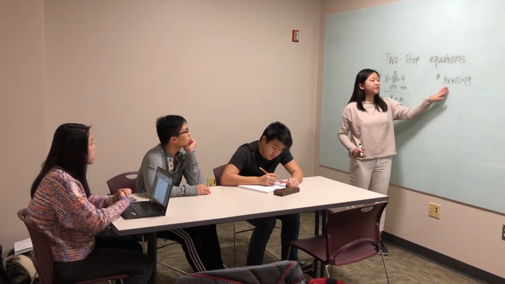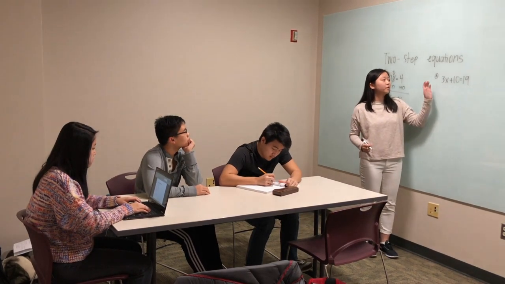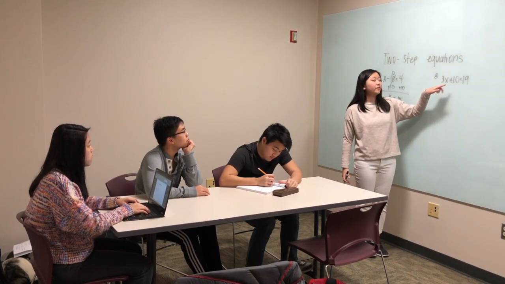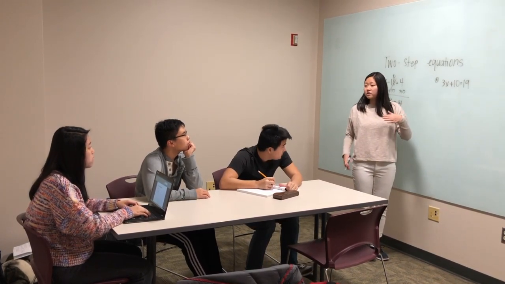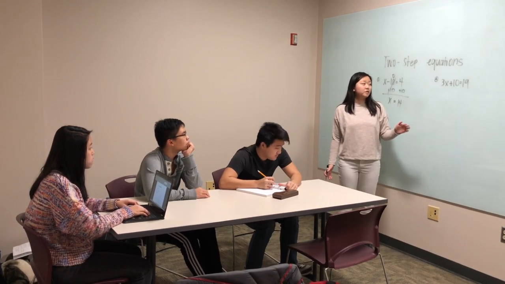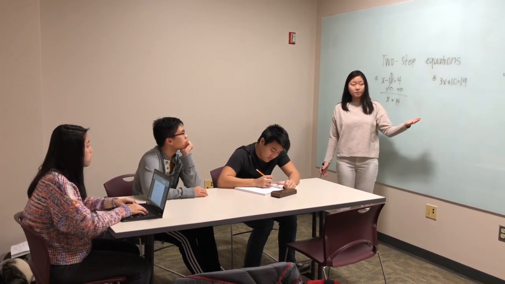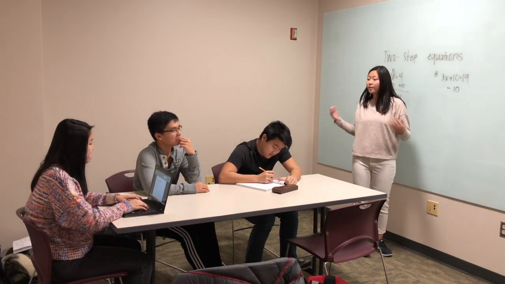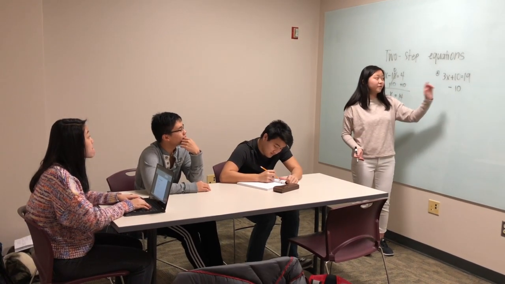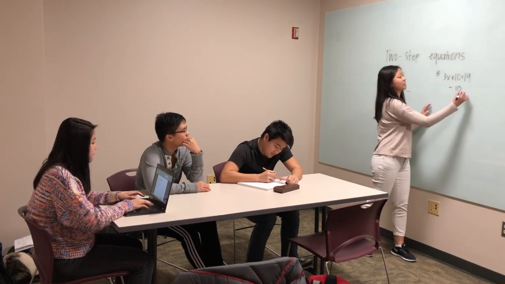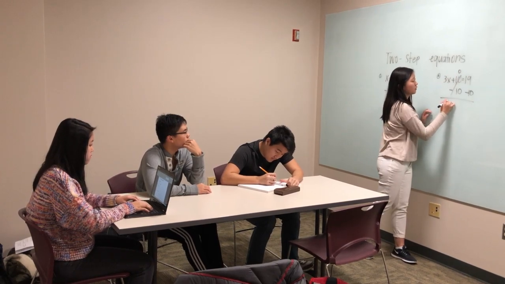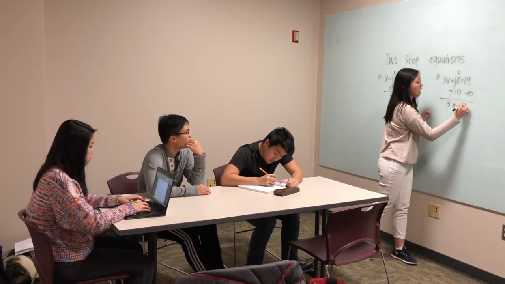So to isolate this x, we first see that we have to choose between either addition or subtraction. Here we have 3x plus 10. To get rid of the plus 10, we're going to have to do the opposite of addition, which is subtraction. So we're going to subtract 10, and once again, on the opposite side of the equal sign, we're going to also subtract 10. This gives you 0 again, so 3x equals 9.